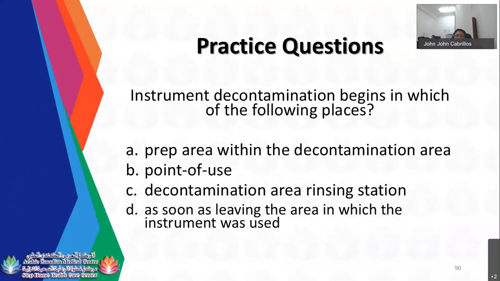So instrument decontamination begins in which of the following places? Decontaminating instruments, which area will it start in? Is it the prep area? Or the point of use? Or the decontamination area? Or as soon as leaving the area in which the instrument was used? So instrument decontamination begins in which of the following places?